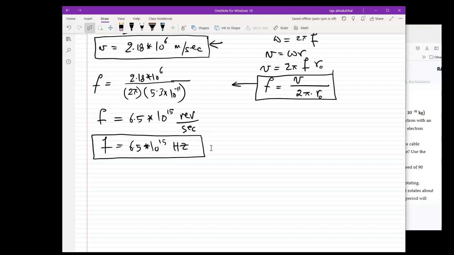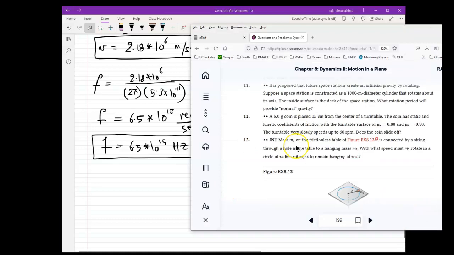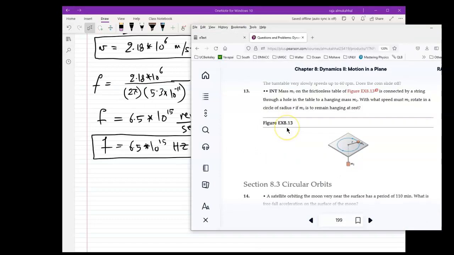I want to do number 13 from the problems. I have a hard copy of the book in front of me. Right here. It says here, so you look at this table right here. You have a table or a surface. There is a hole right here. Okay, let me make it. There we go.